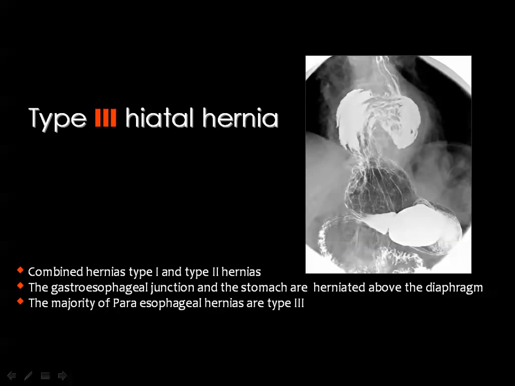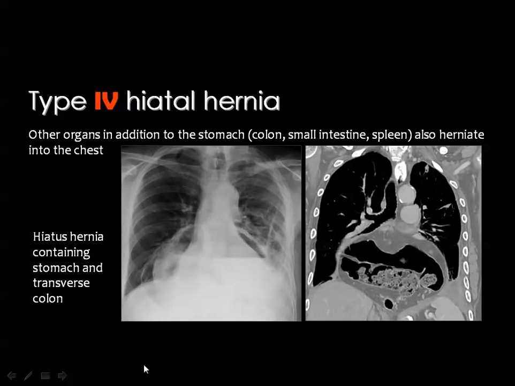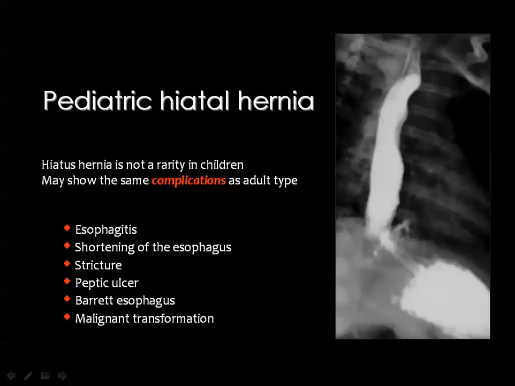Then type 3 is also commonly seen in clinical practice, where the gastroesophageal junction and part of the gastric fundus are seen above the diaphragm. And this is type 3 hiatus hernia. The gastroesophageal junction is above the diaphragm, together with a good part of the gastric fundus. And type 4 means that the hiatus hernia contains other tissues other than the stomach. In this case, you can see part of the colon is herniating through the hiatus.